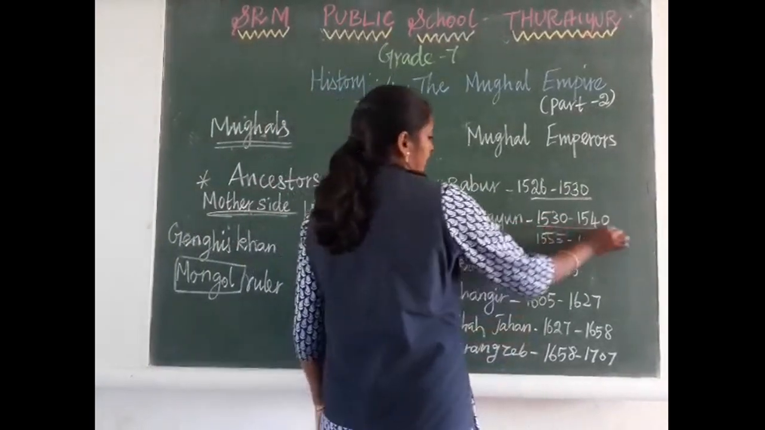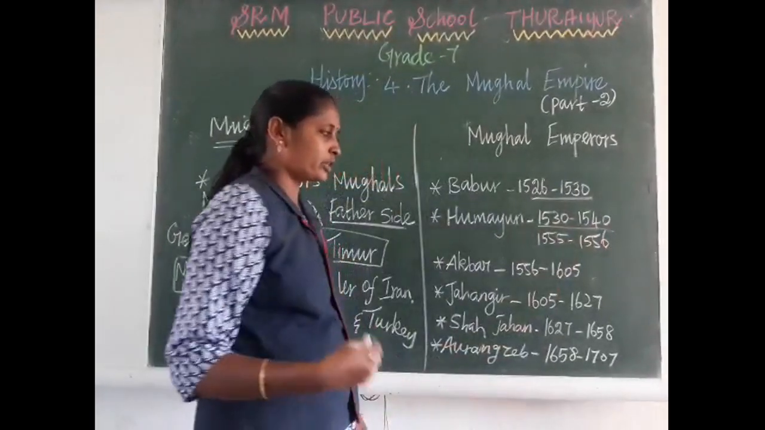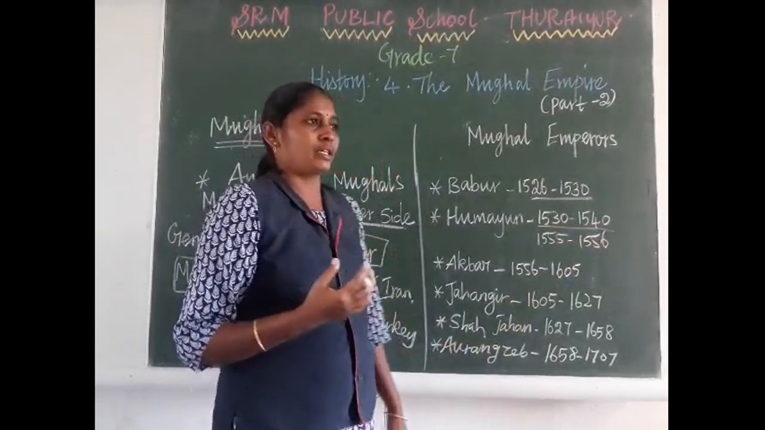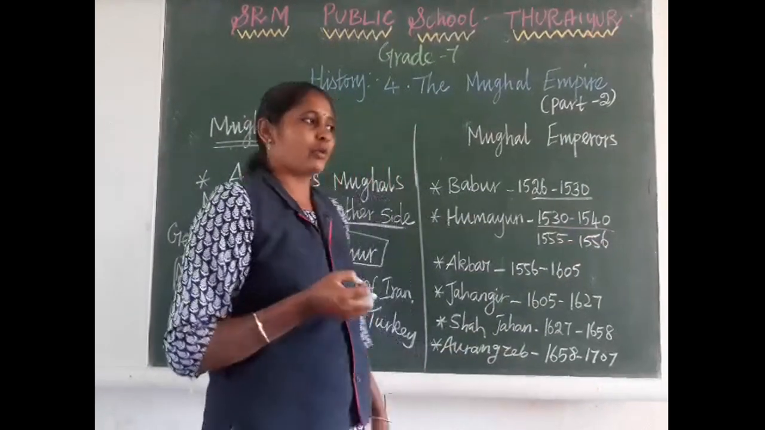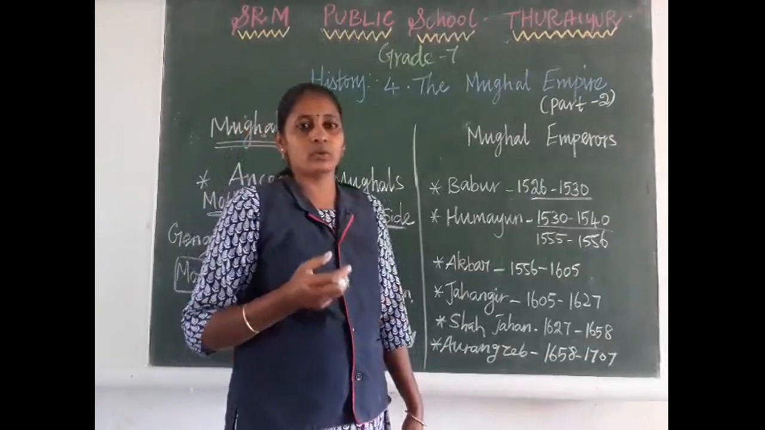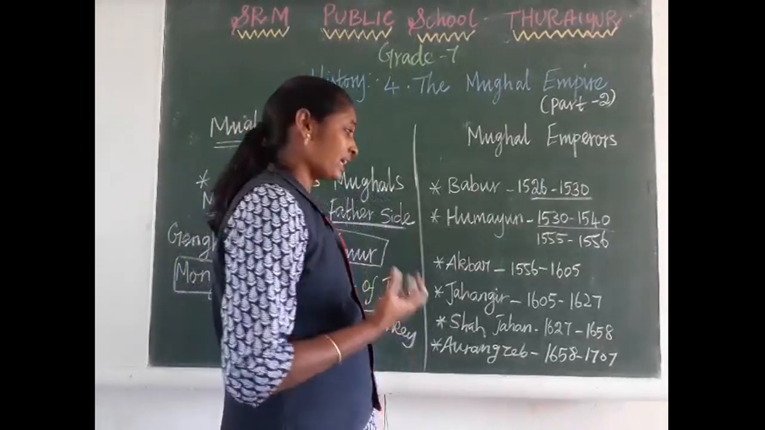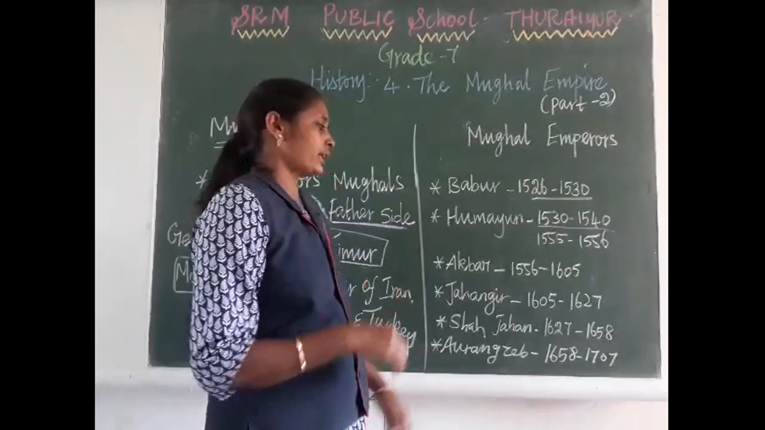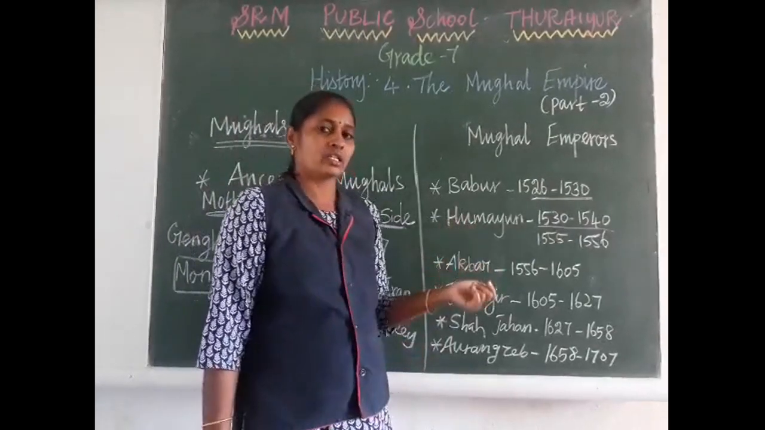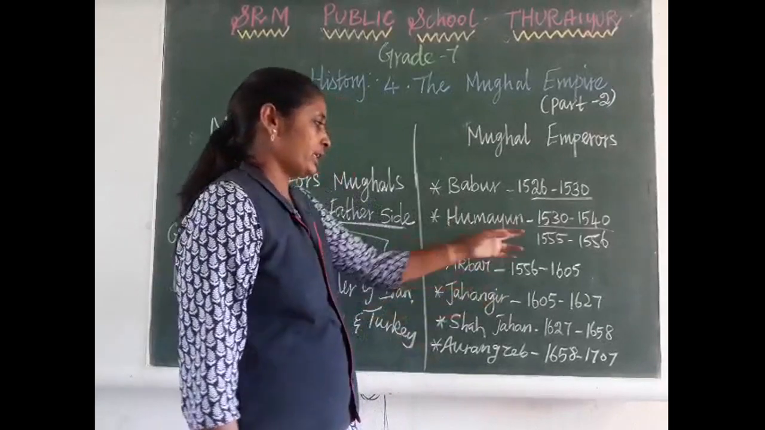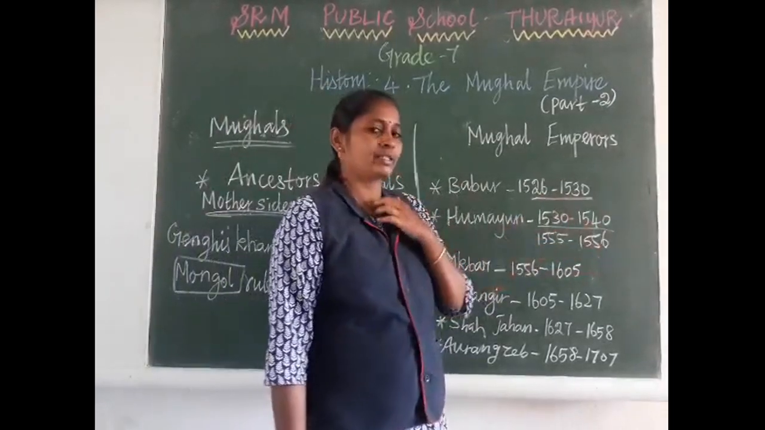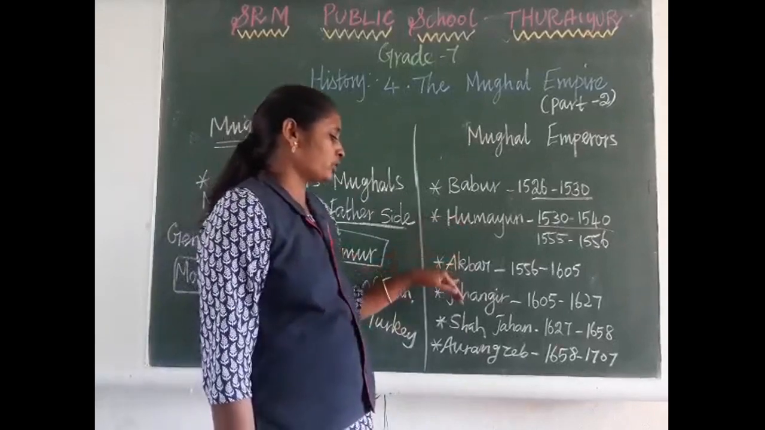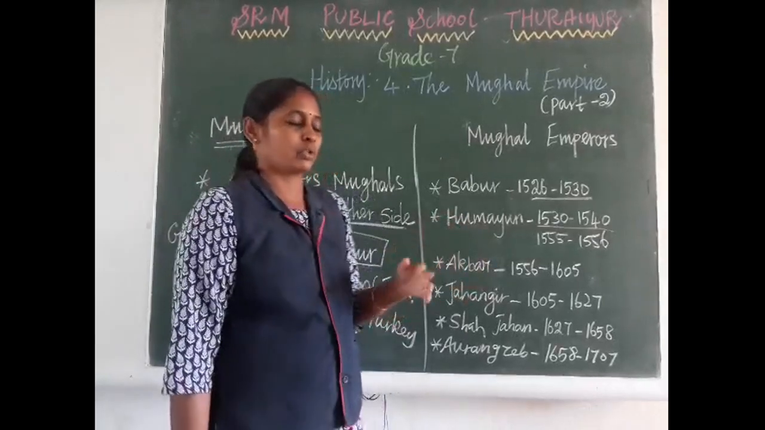First he ruled 10 years, then for 15 years he was not able to continue to rule India. At that time Sher Khan, who was the ruler of Bihar, captured the Mughal dynasty and ruled for 15 years. Then Humayun again had a chance to rule, but only for 1 year, 1555 to 1556. Then he died. After Humayun, Akbar ruled.